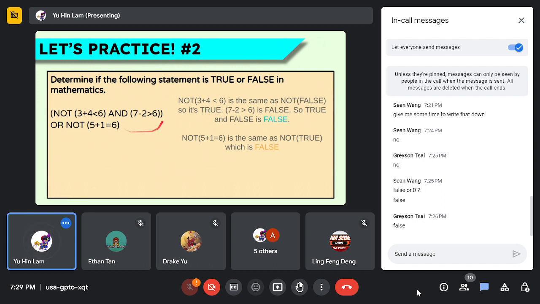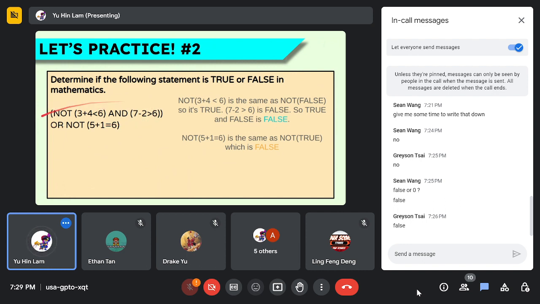And for our second one, we have 7 minus 2, and this will give us 5. And 5 is not greater than 6, so this is false. And in our parentheses right here, we would have true and false. This would return us a false, since for our AND to return a true, we need both of these to be true. So if it's true and false, this would just return us a false.